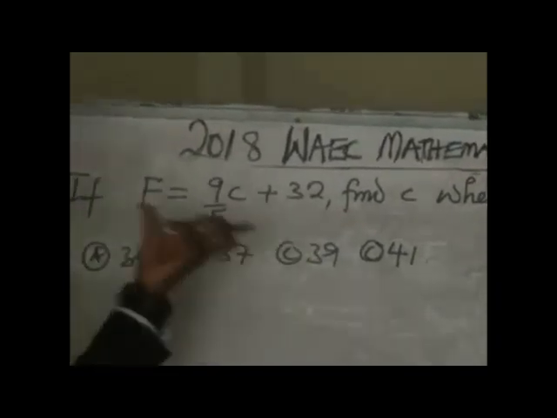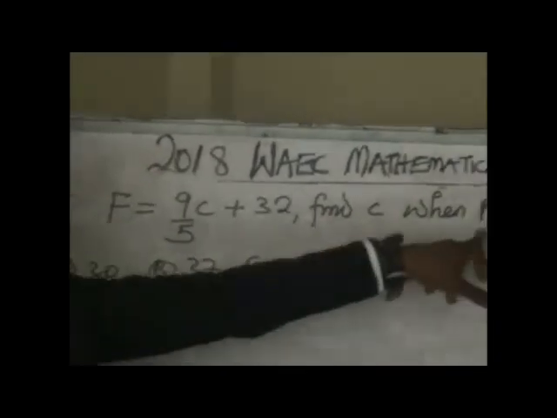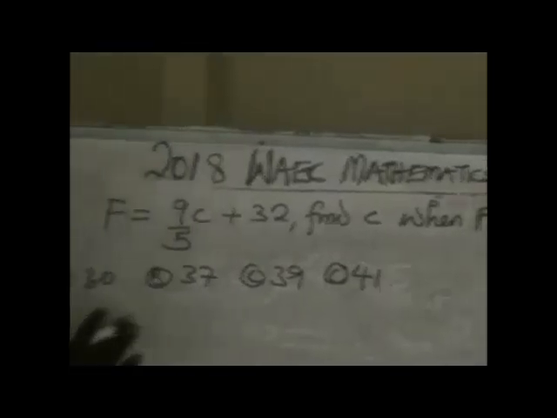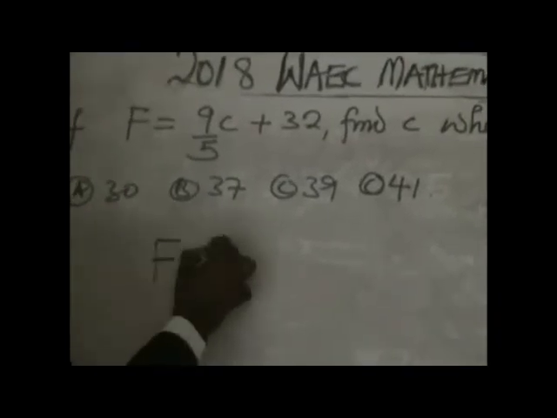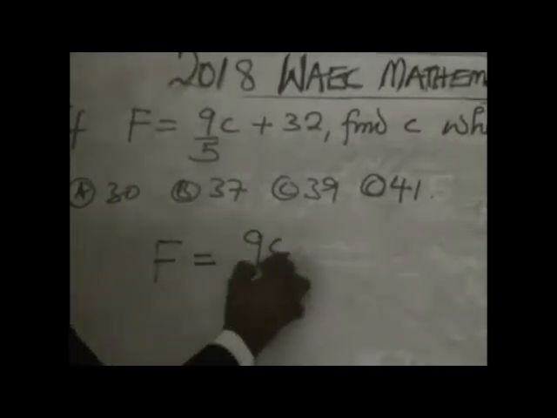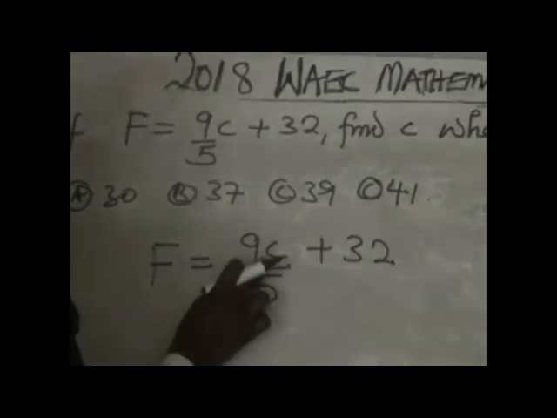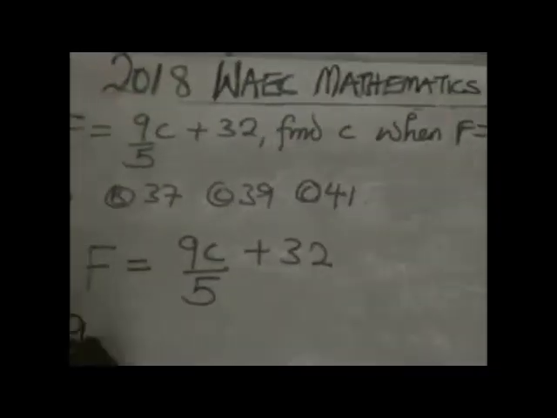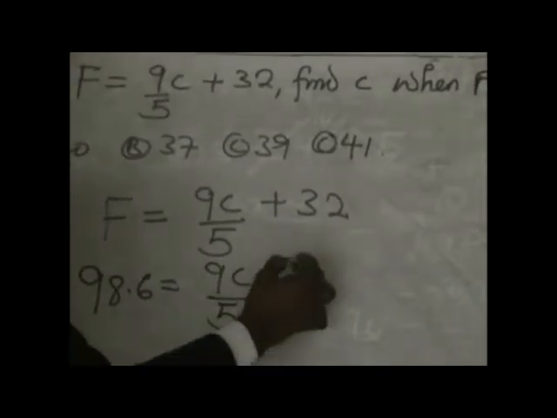But now in this context, we are asked to just find the value of C when the value of F is given as 98.6. This is quite simple. What you simply do is, the expression is F equals 9C over 5 plus 32. We want to make C the subject of the formula. So what is the value of F? That is given as 98.6, you substitute it. Are you following? Then 9C over 5 plus 32.